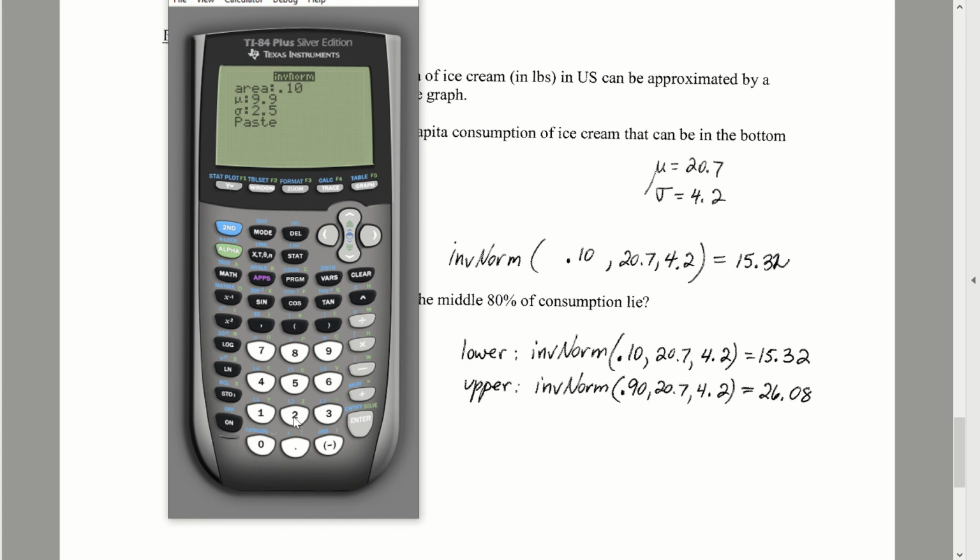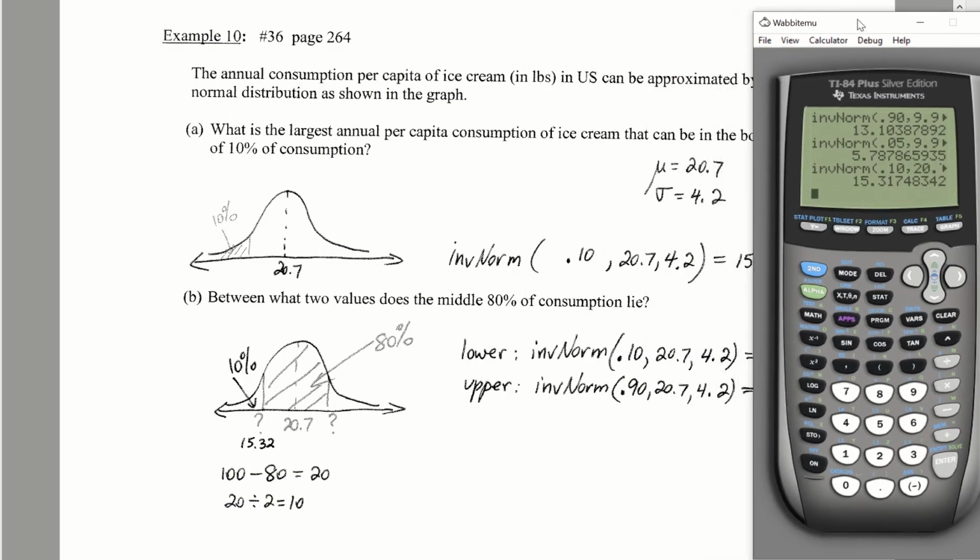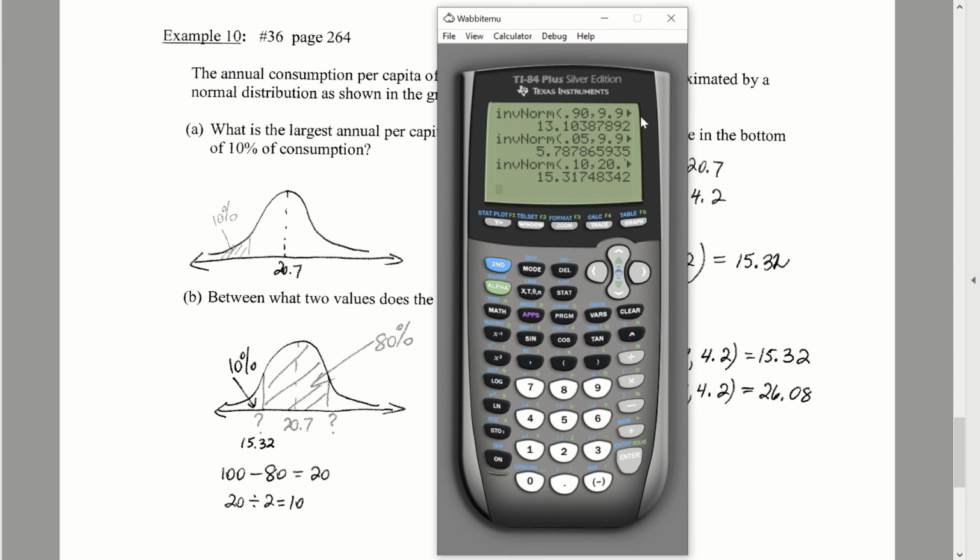The mean is 20.7. The standard deviation would be 4.2. Go ahead and hit paste, hit enter, and we would get about 15.32. So 15.32 pounds would separate the bottom 10% of all ice cream consumption.